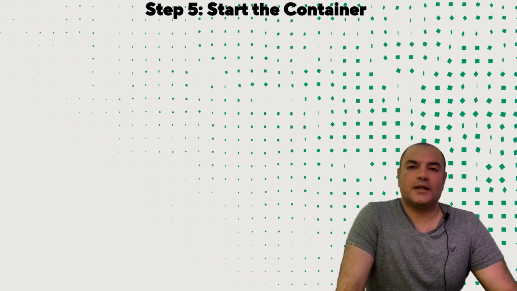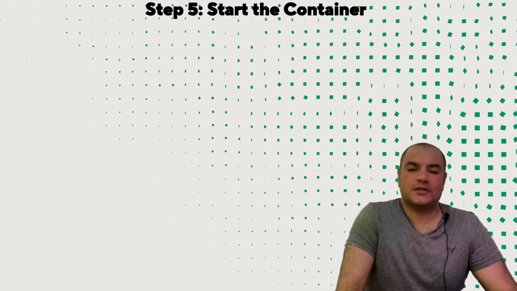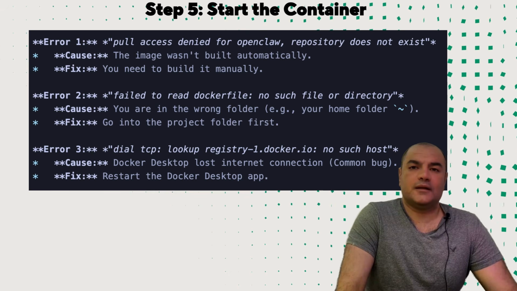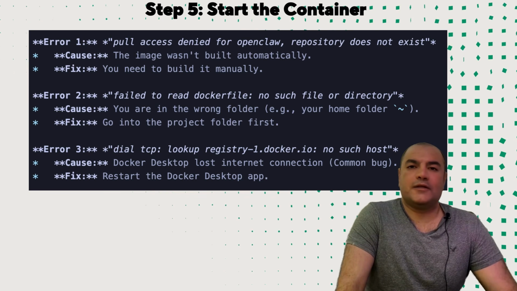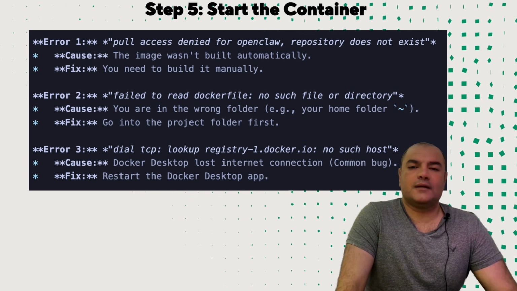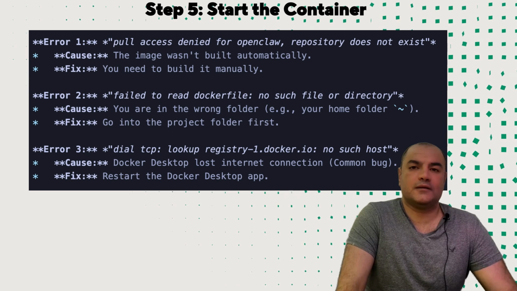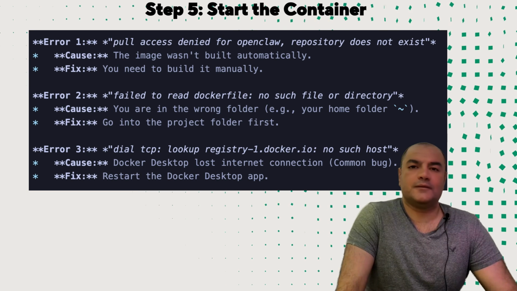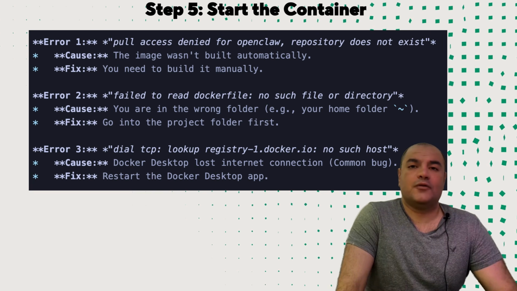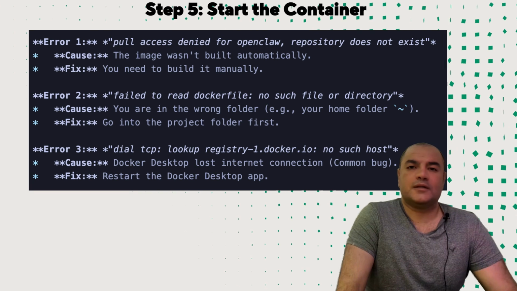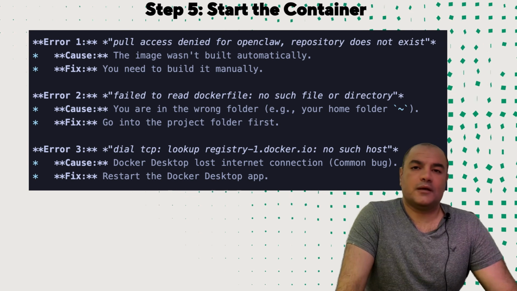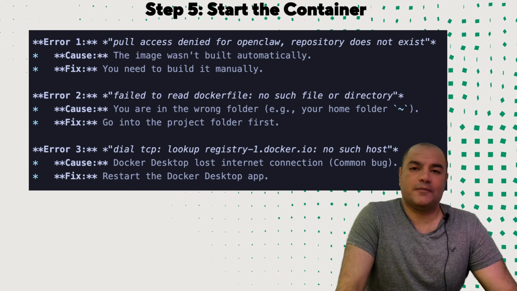Also, you might encounter some common errors while setting up OpenClaw on Docker. Here are 3 of the most common ones. Error 1: pull access denied for openclaw, repository does not exist. Cause: the image wasn't built automatically. Fix: you need to build it manually. Error 2: failed to read Dockerfile, no such file or directory. Cause: you are in the wrong folder, e.g. your home folder. Fix: go into the project folder first.